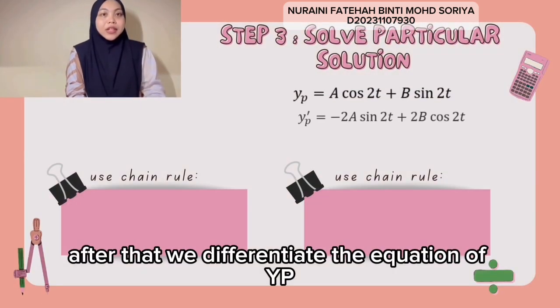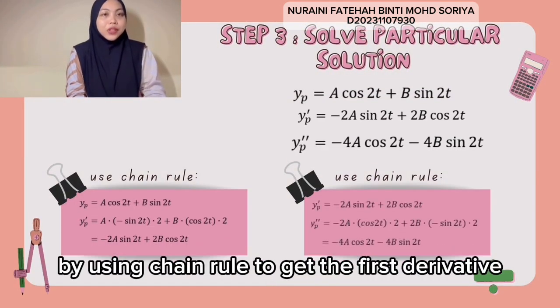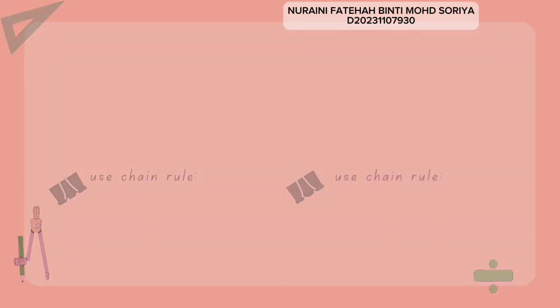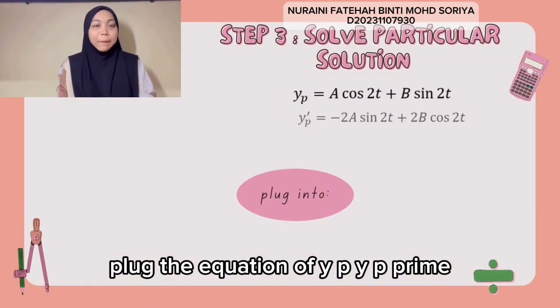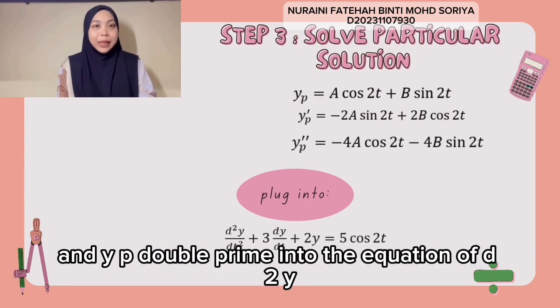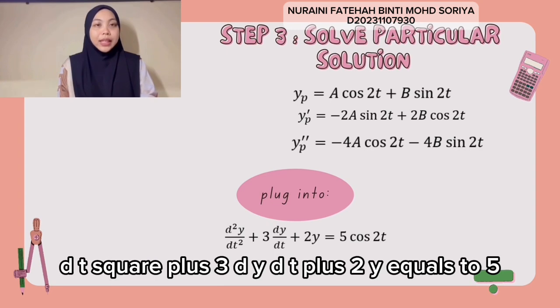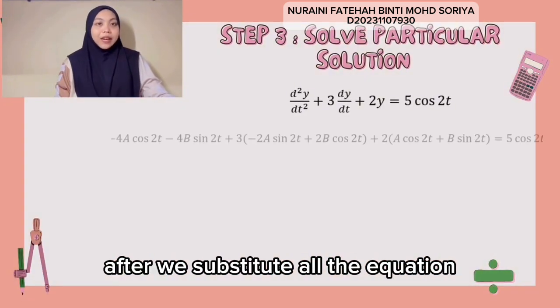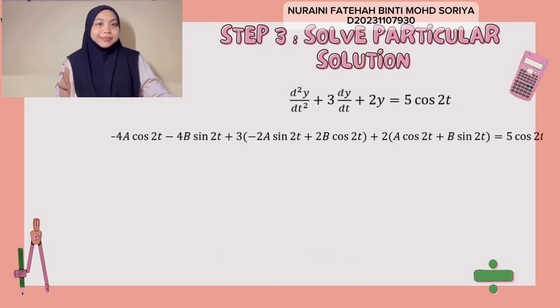After that, we differentiate the equation of Yp by using the chain rule to get the first derivative and the second derivative. Plug the equations of Yp prime and Yp double prime into the equation d2y/dt^2 plus 3 dy/dt plus 2y equals 5 cos 2t. So, that is the equation that we get after we substitute all the equations.